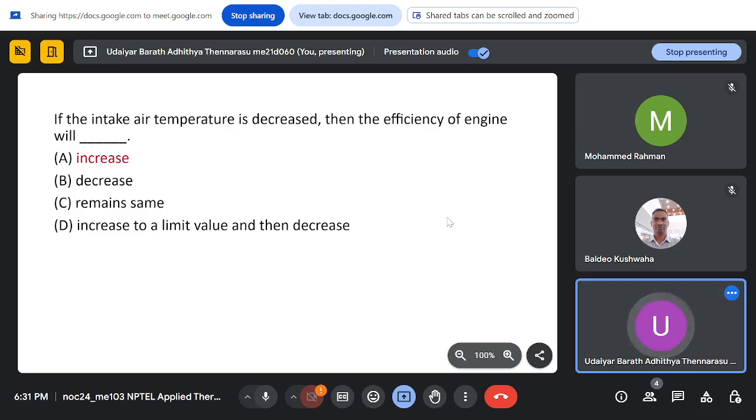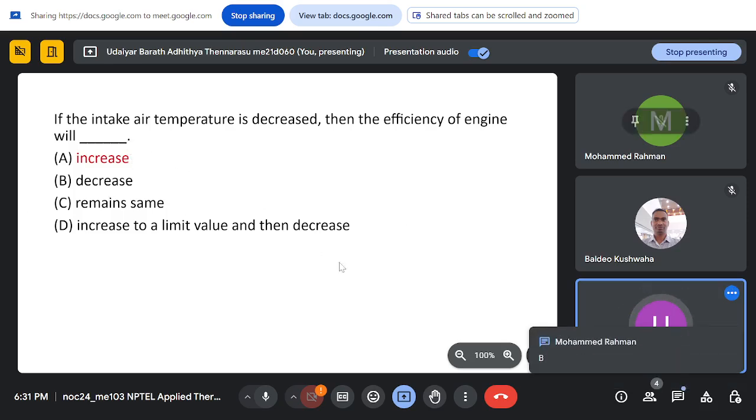So answer is, yeah, and I think this is a mistake, that it should be decrease. If the intake air temperature is decreased, the efficiency of engine will decrease. So there's a mistake here. I'll correct it while uploading.